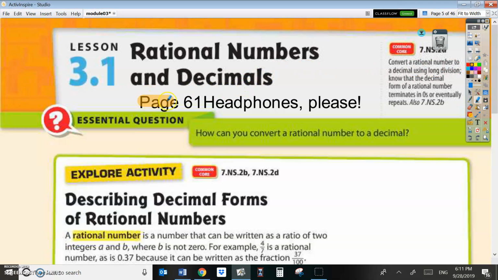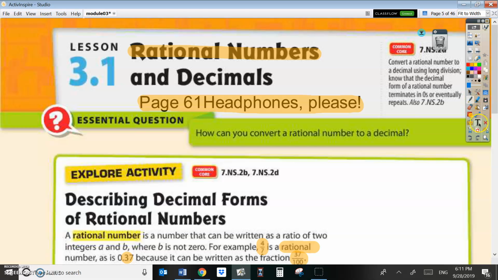Page 61. Headphones, please. Alright, so rational numbers are fractions. A rational number is a number that can be written as a ratio of two integers a and b, where b is not 0. So 4/7 is a rational number, and 37/100 is a rational number because it's a fraction.